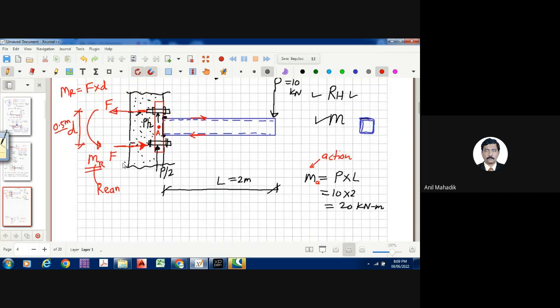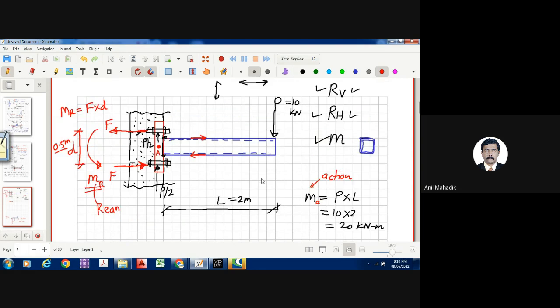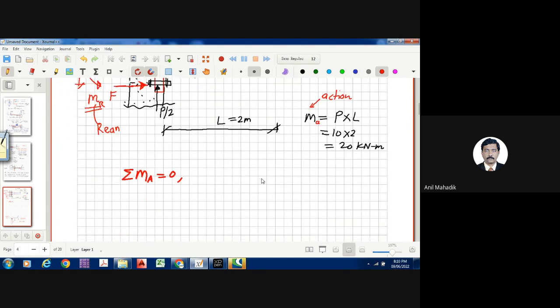If you take the moment at this point, and we know that for equilibrium it has to be 0. Moment at A is equal to 0. So the external moment P into L, how much is it? P into L, let me write P into L.